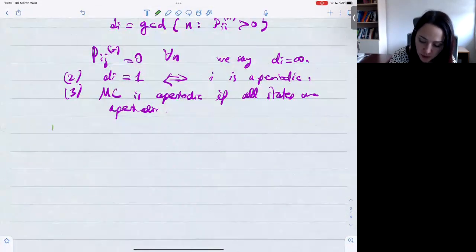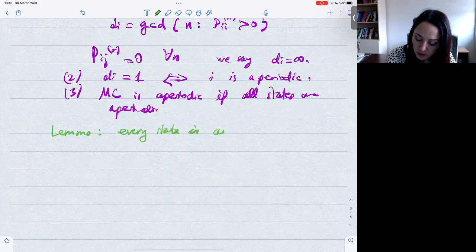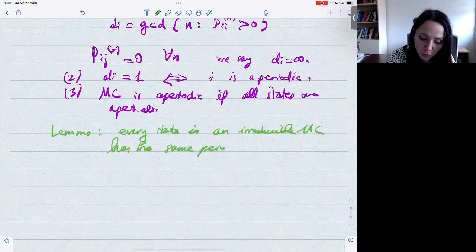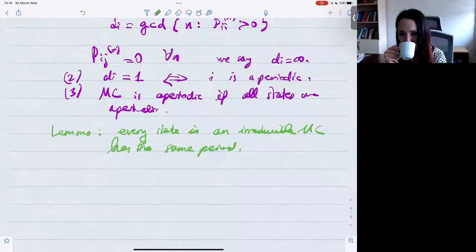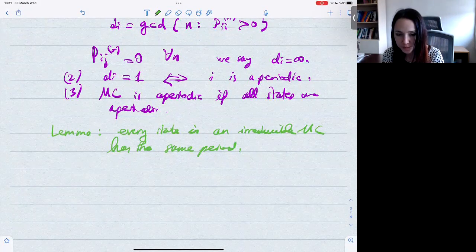So let's see a lemma. Every state in an irreducible Markov chain has the same period. How would you prove this? Think about it. How would you prove such a result?